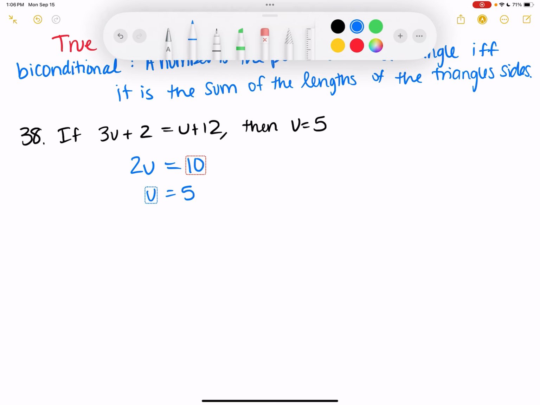Now, what would the converse of this statement be? If u equals 5, then 3u plus 2 equals u plus 12. Yep, so is that true? Yes. So that's part of what we've shown, is that the value is true. They want us to write it as a biconditional statement. So all we need to do is take out the if from the beginning and replace then with if and only if. So my biconditional would be 3u plus 2 equals u plus 12 if and only if u is equal to 5. This is the biconditional statement that we're trying to find.